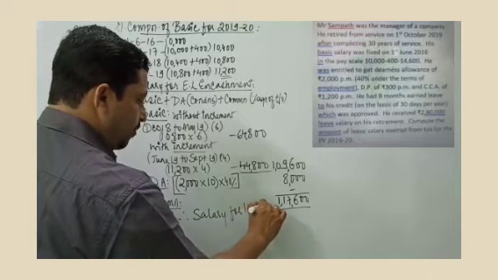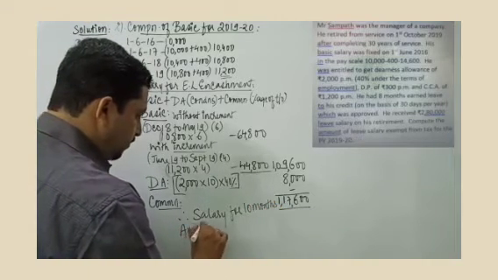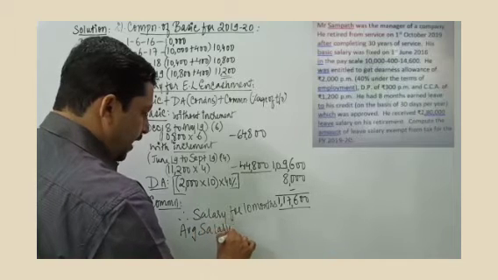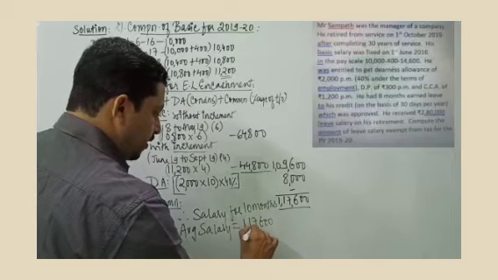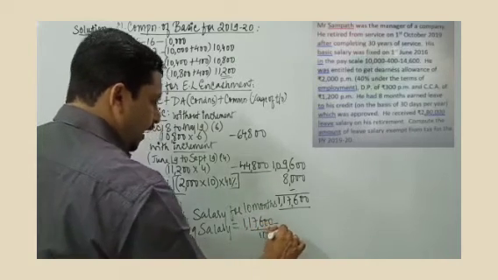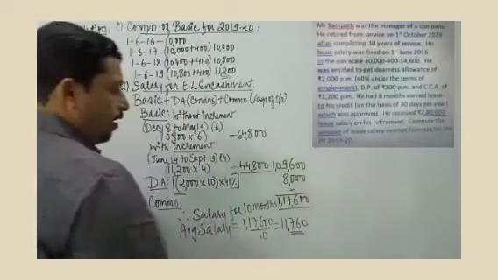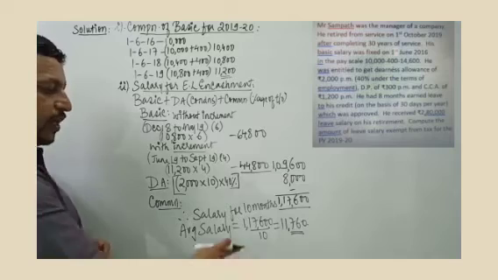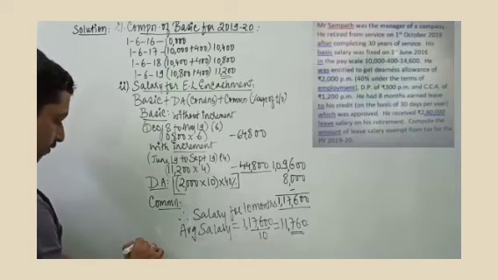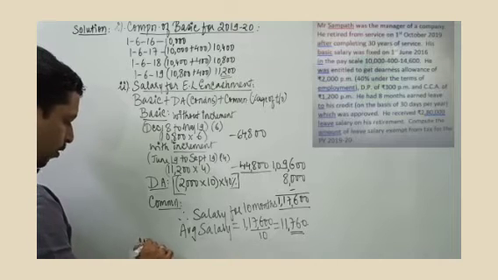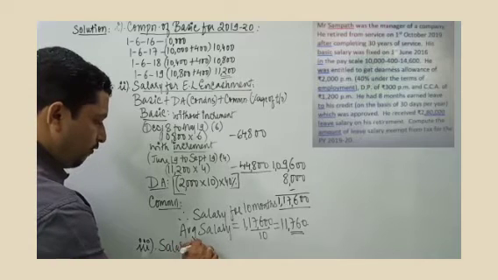So as usual, we are going to take average salary. Average salary will be 1,17,600 divided by 10. That will give you 11,760. This is needed because we need to multiply this number with the approved period of leave. Let's move to the third important point, that is salary for approved period of leave.